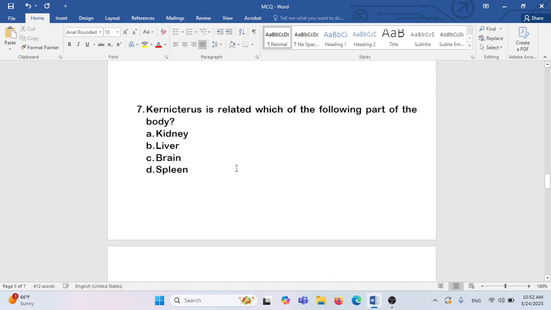Another question is, kernicterus is related to which body part? So answer is the brain, and it is related to brain, typically seen in infant due to excess bilirubin. Kernicterus is related to excess bilirubin.